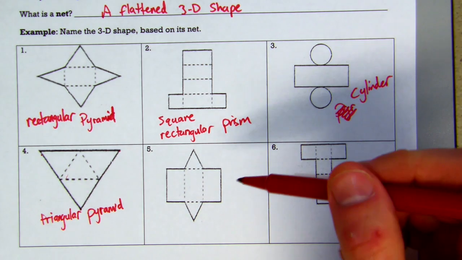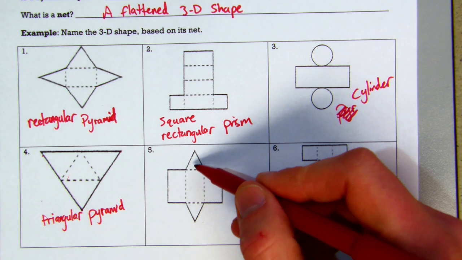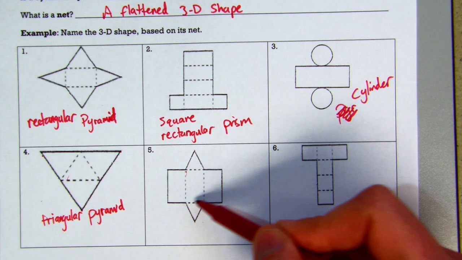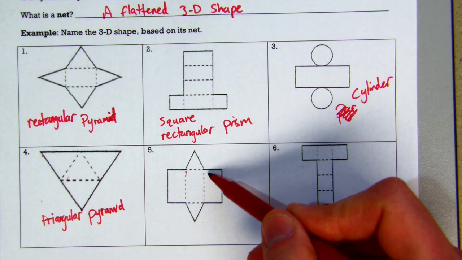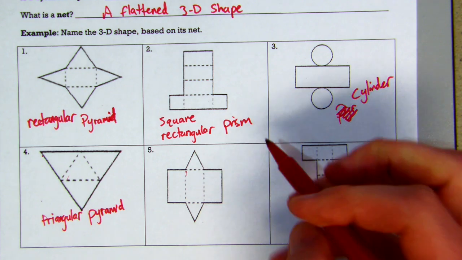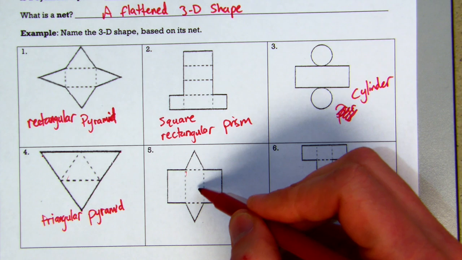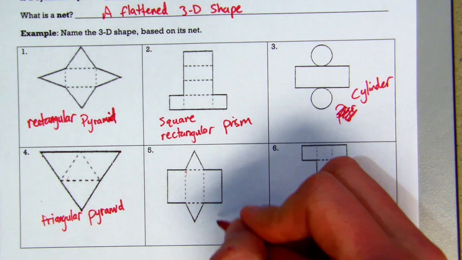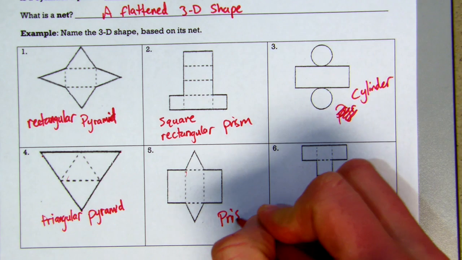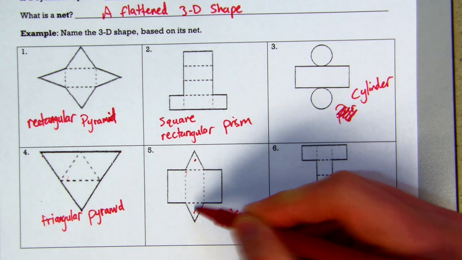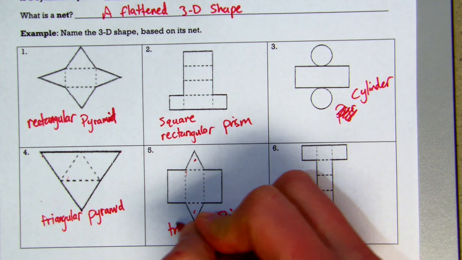Alright, next. Looks like I have two triangles here, and then I have a rectangle here in the middle, and then I have two other rectangles that look like they're going to fold up and meet together. So the sides are going to be rectangles, and when I know my sides are rectangles, it is going to be a prism. My two bases here are triangles, so this is a triangular prism.